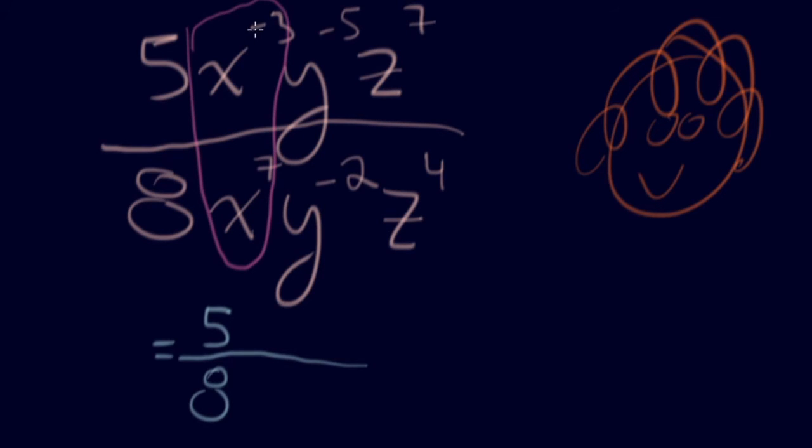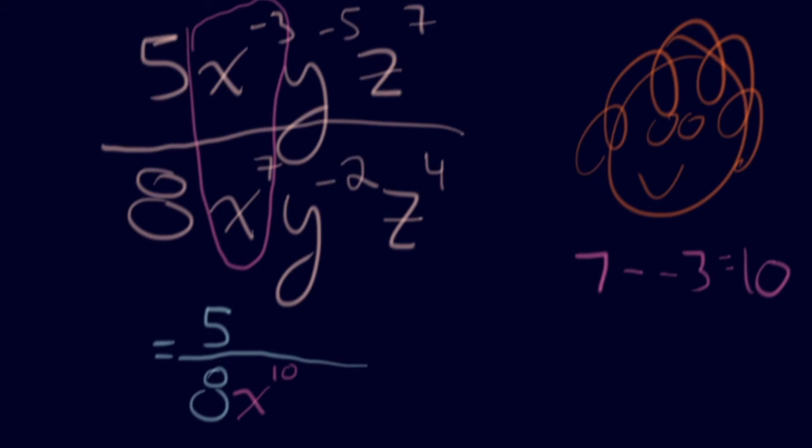What number is bigger, -3 or 7? 7. So their x's are going to go down here. I already know they're going to go down here. And now I have to subtract. Be careful. I have to subtract. What am I subtracting? -3. So 7 minus -3 is actually 10. So x to the 10th.